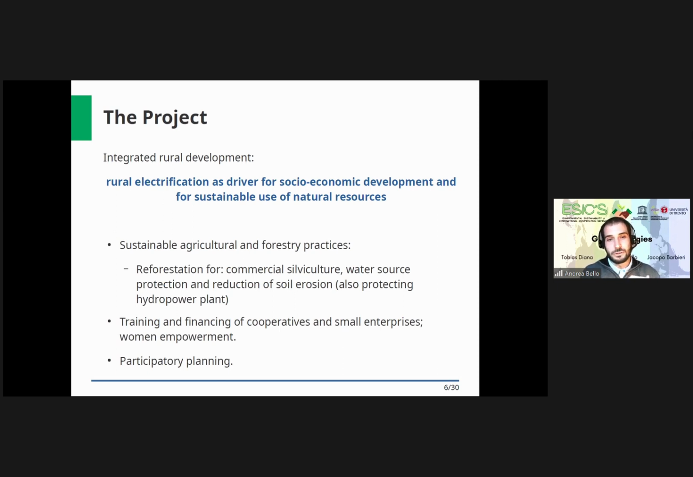In the meantime, the reforested area provided protection for the water sources and also for the soil, because the erosion of the soil ultimately creates a high level of sediment transport in the river, which ultimately can be a problem for the hydropower plant. So this was seen as a whole where many actions interact with each other. Then, of course, there was also a training and a microfinancing program for cooperatives and small enterprises with a focus on women empowerment. And also all steps of the project were participated in by the communities.